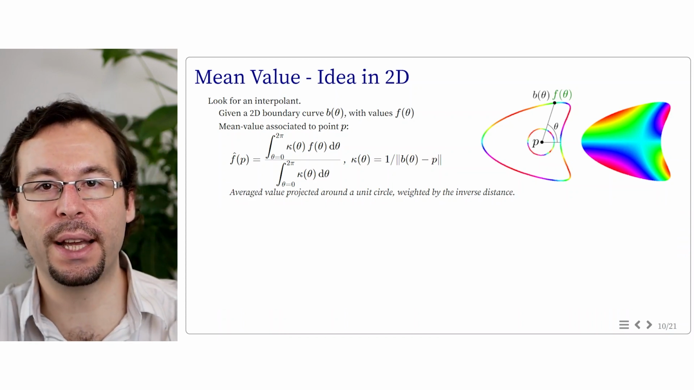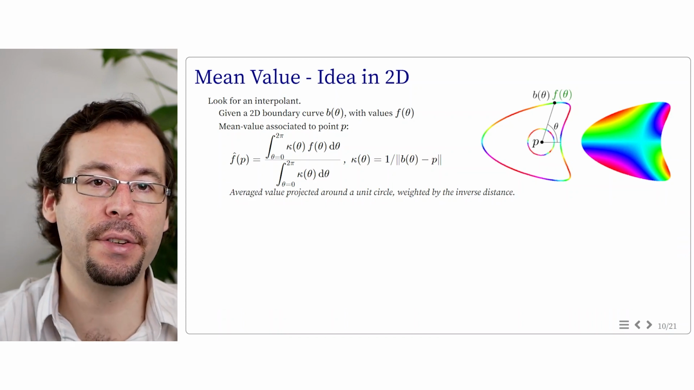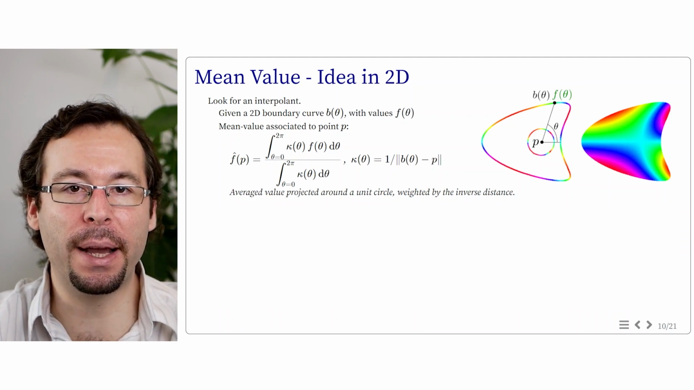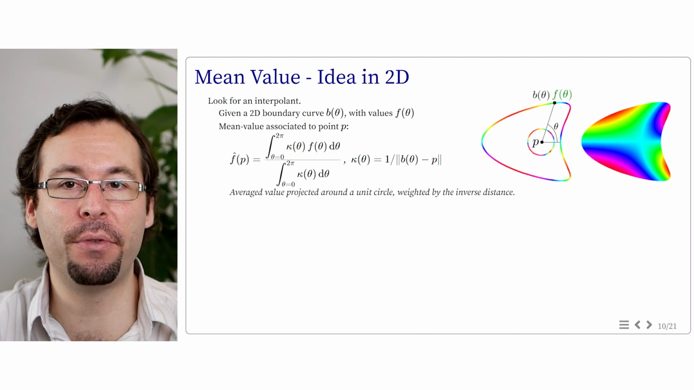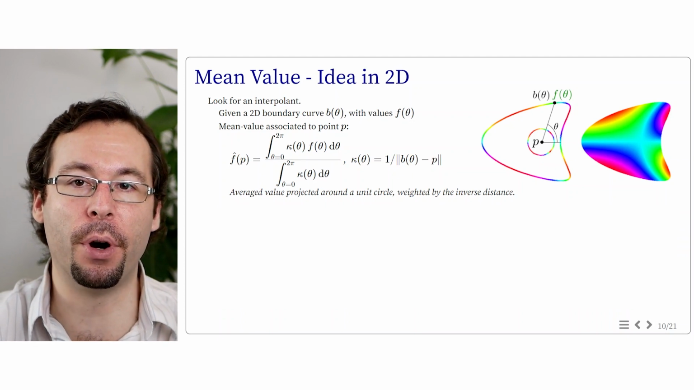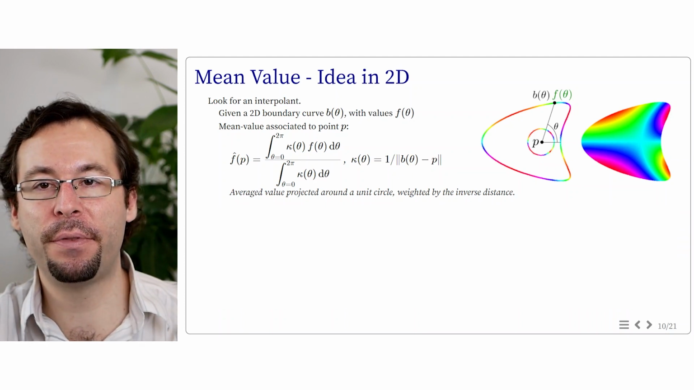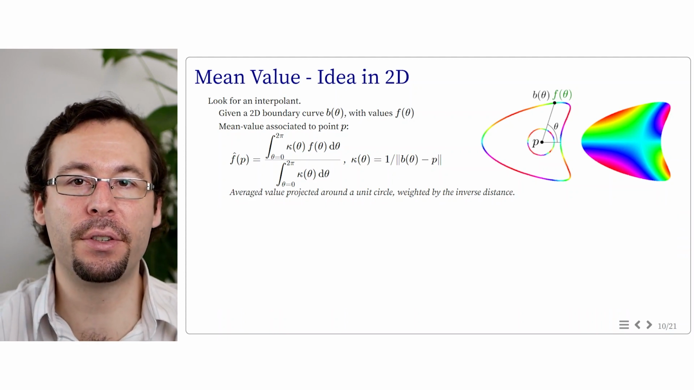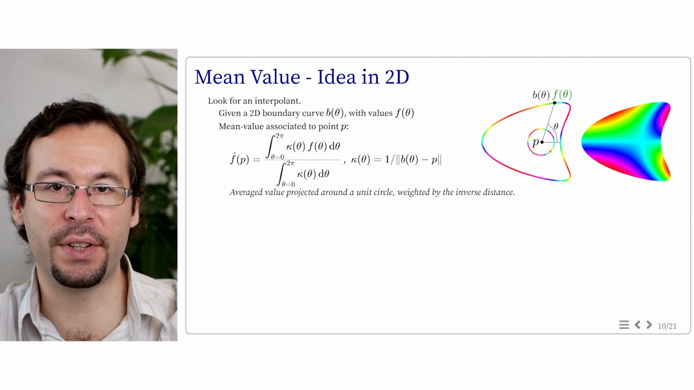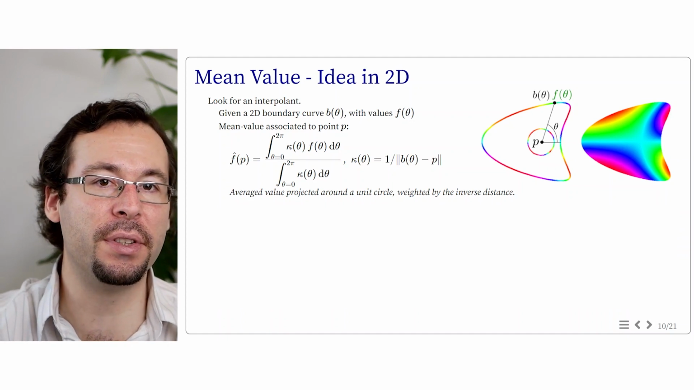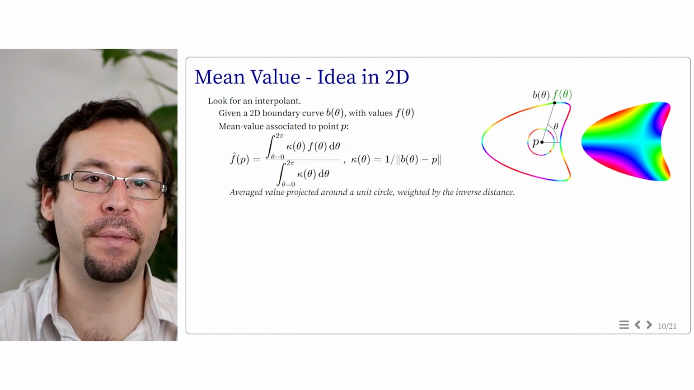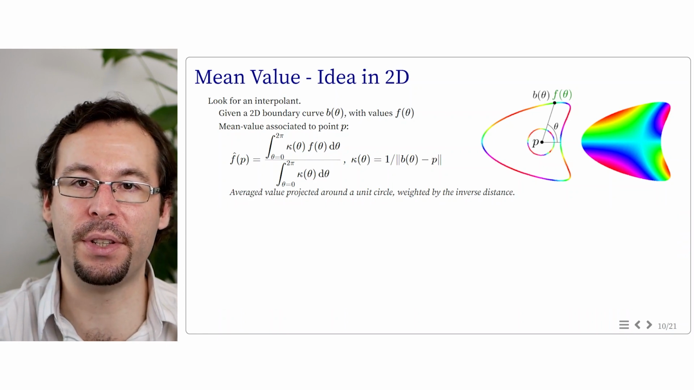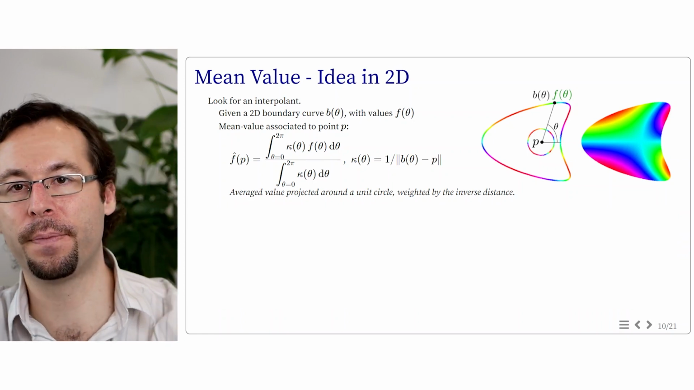And then we look at the average value associated to the point P, where we weight each contribution by the inverse of the distance between P and the point of the border. So the average value f hat is equal to the integral over the entire circle of this inverse distance function times f of theta, divided by the integral of the inverse distance for the normalization.